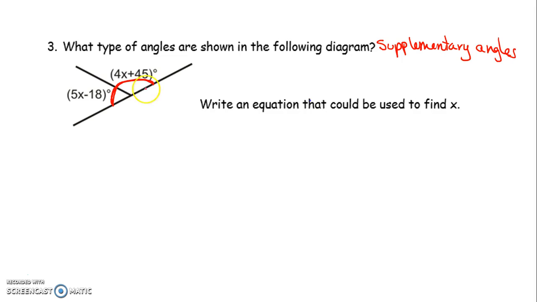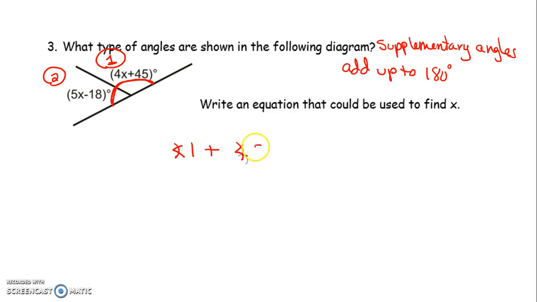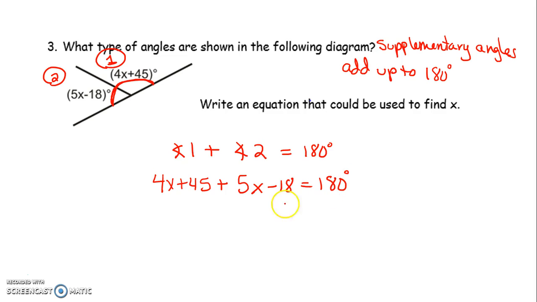These are supplementary angles. Together they sweep out 180. So supplementary angles add up to 180 degrees. So let's just pretend this was called angle 1 and this was called angle 2. If we want to write an equation to find x, if we know they're supplementary, I can take angle 1, add angle 2, and they have to add up to 180 degrees. Together they form this beautiful straight line. Angle 1, 4x plus 45, plus angle 2, 5x minus 18, is 180 degrees.